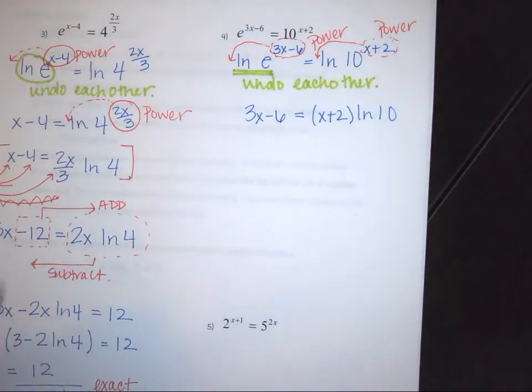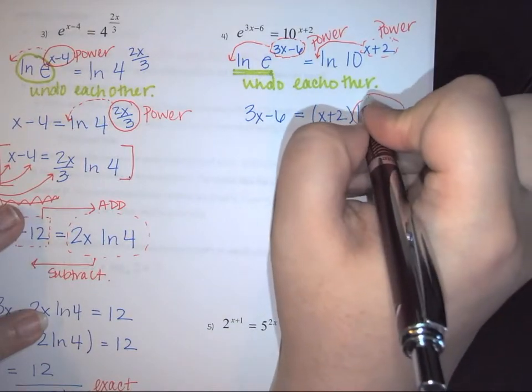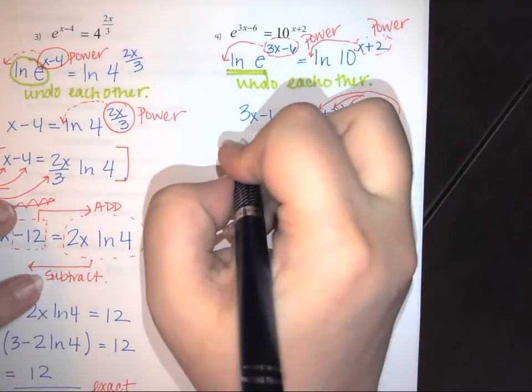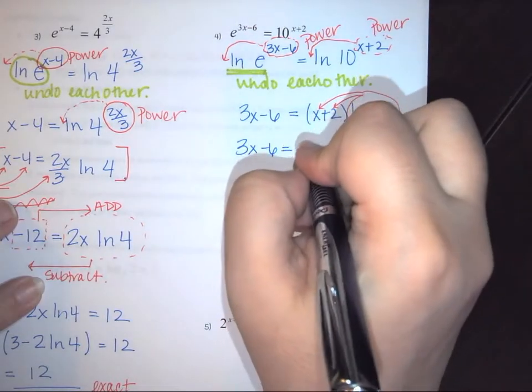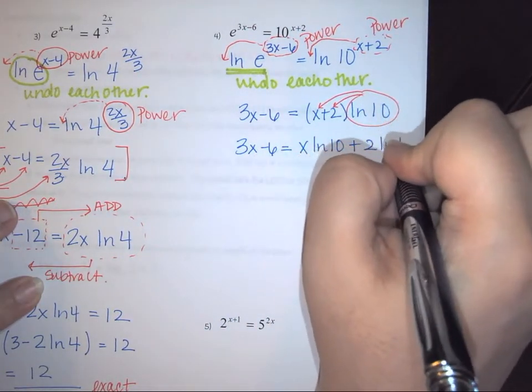So now I have to work to solve for x. So the first thing I need to do is I need to take this natural log of 10 and I need to distribute it in through my parentheses here. So this becomes 3x minus 6 equals x natural log of 10 plus 2 natural log of 10.